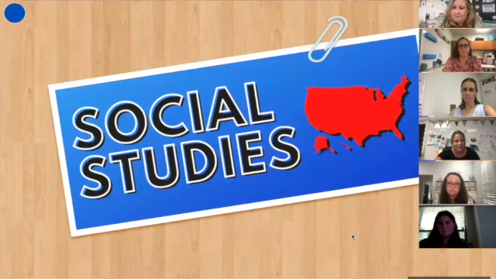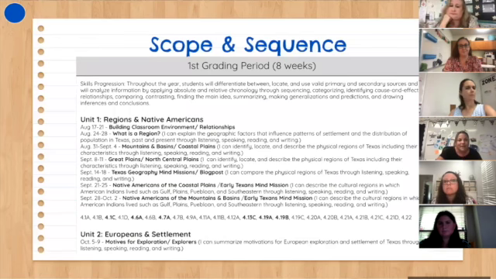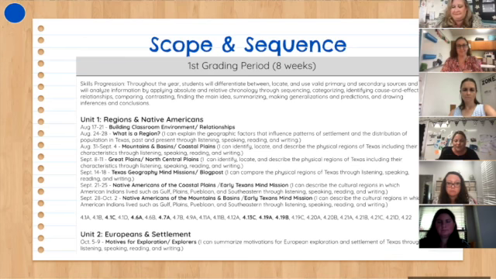So for social studies, again, this is our scope and sequence. So this first unit, we're looking at the regions of Texas and then Native Americans. And the kiddos had so much fun. They got to create their own regions last week, and they had like fantasy regions. They did regions of their bedrooms, regions of the house, of their backyard. So they had a blast doing that.